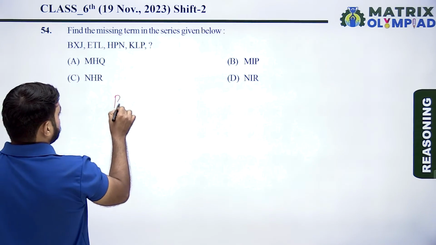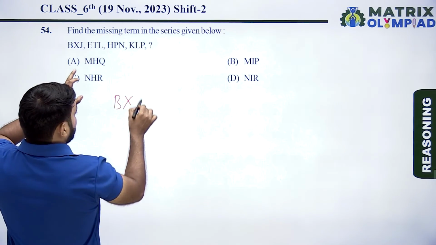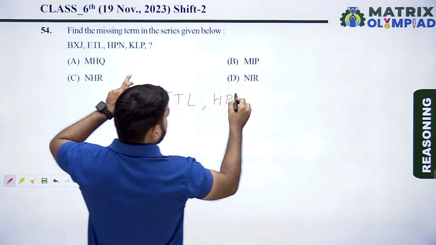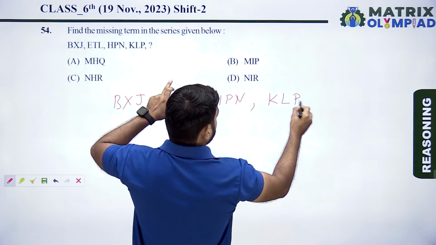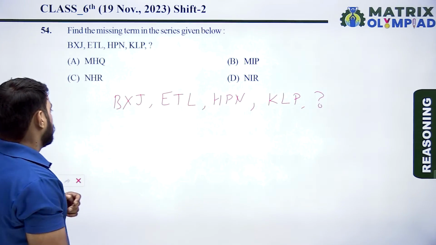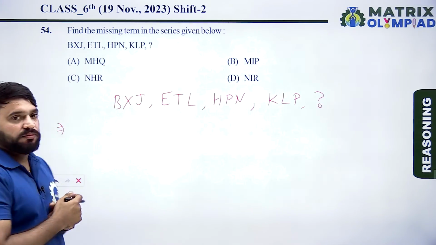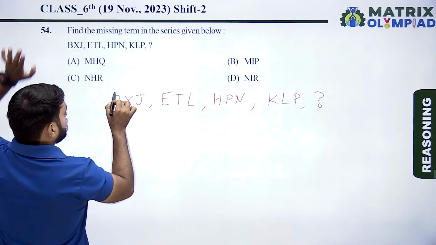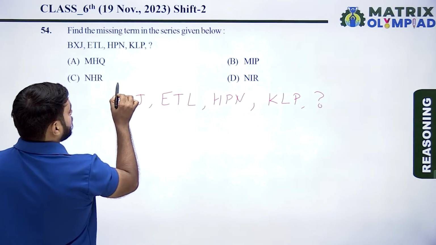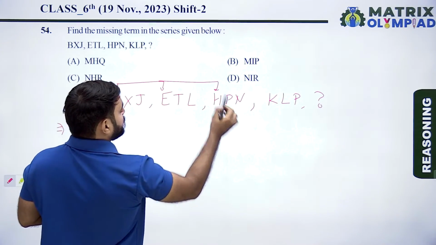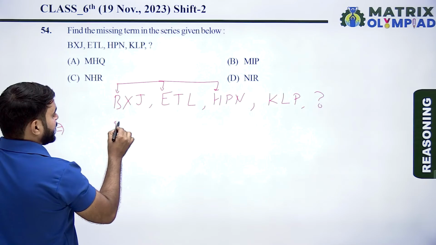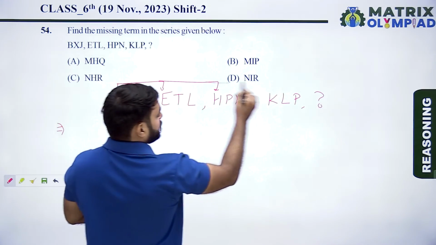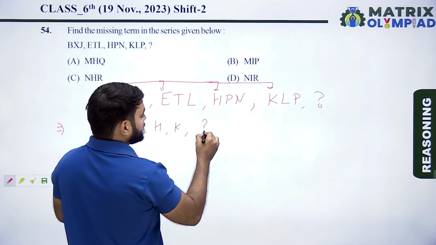So the series is BXG, ETL, HPN, KLP, and next is missing. So find the missing term of the given alphabet series. Choose the first alphabet of each term. The first alphabet of each term is B, next is E, next is H, next is K, and next is missing.